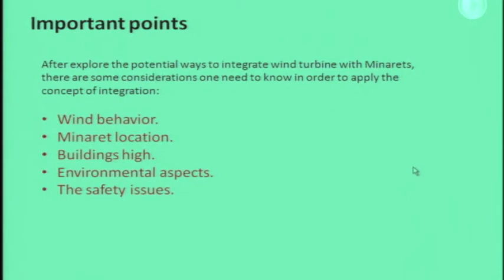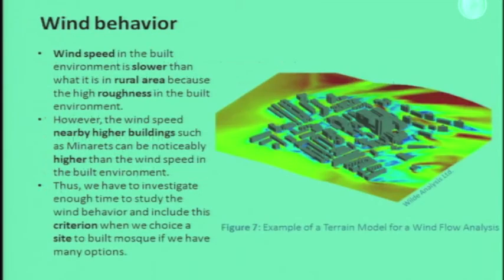Now we have to understand the important points: wind behavior, minaret location, building height, environmental aspects, and the safety issue. Before we select the site, we have to study the wind behavior at the site. For example, here we have a big empty land, but there is not a good wind speed here. But here in a small area, I think it is better than this one.